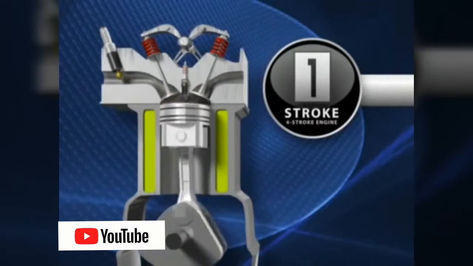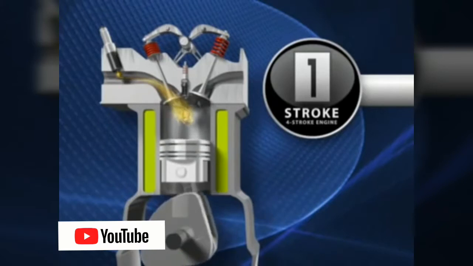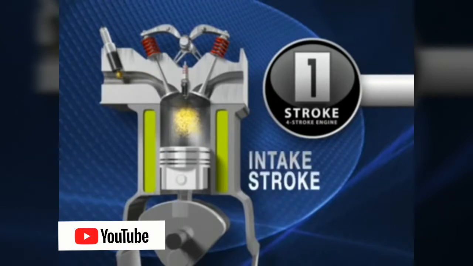In the first stroke, the piston travels downward as the intake valve opens and a mixture of air from the atmosphere and a metered amount of gas from the electronic fuel injector enter the cylinder. This is called the intake stroke.